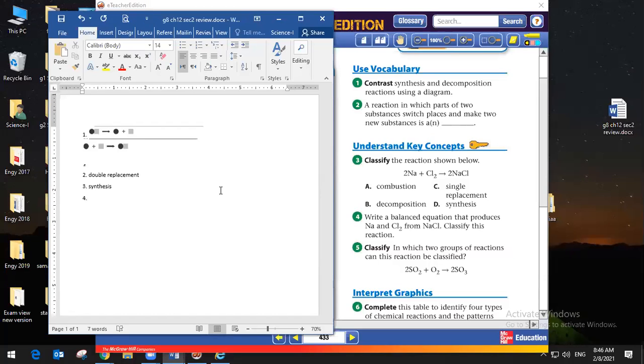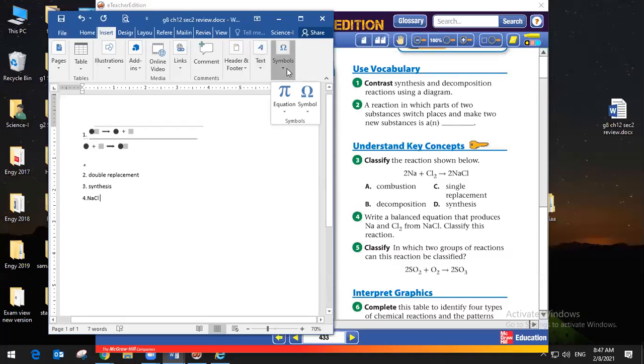He asks, write the balanced equation that produces Na and Cl2. So that means Na and Cl2 are the products. The products, good. So while the reactants are NaCl, it's just one compound. So it is NaCl, and that will yield, okay, what?